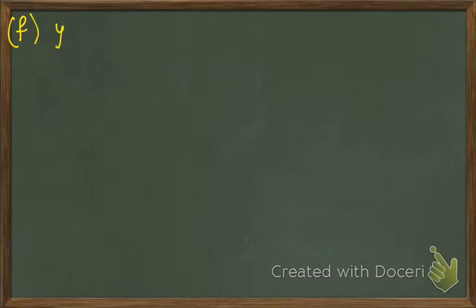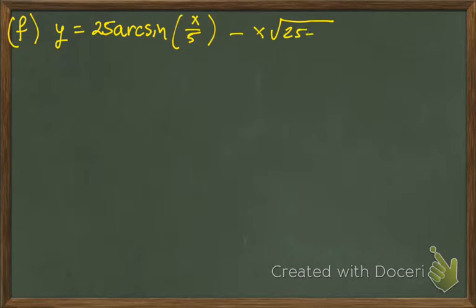So letter F from our notes is y equals 25 arc sine of x over 5, and then minus x times the square root of 25 minus x squared. So y prime, as we mentioned a moment ago, the 25 arc sine of x over 5 is going to have a derivative of 25 divided by the square root of 25 minus x squared. That was exactly what we were taking the derivative of on the last example.